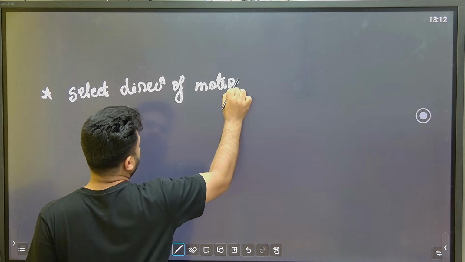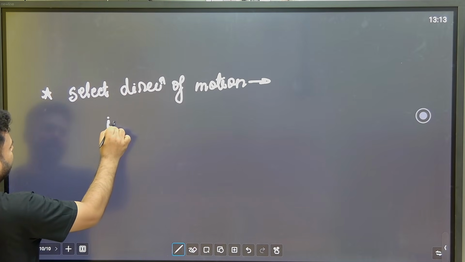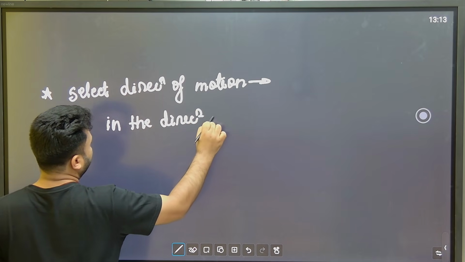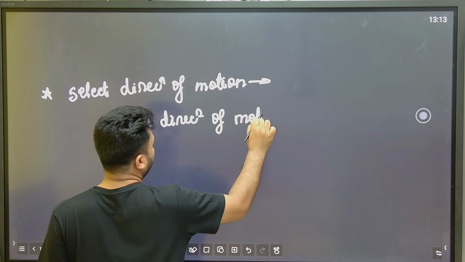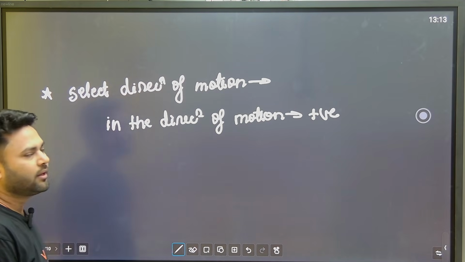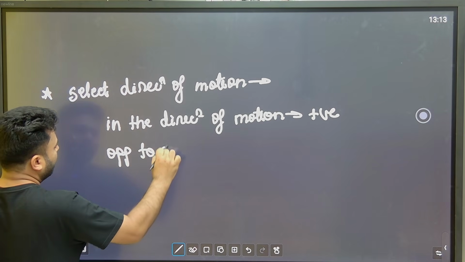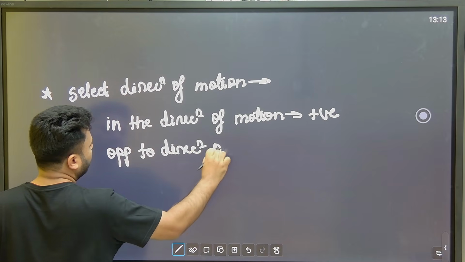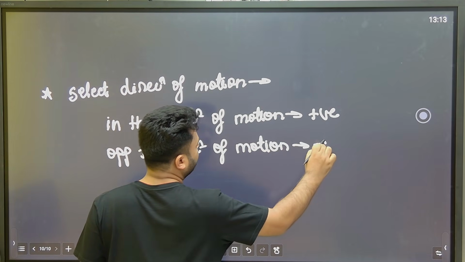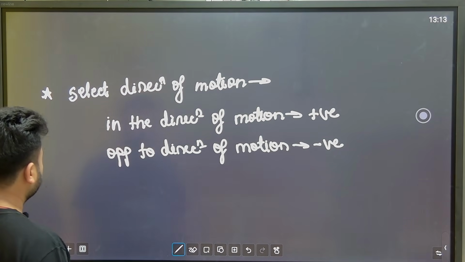So whatever is in the direction of motion, you take everything positive. In the direction of motion, you take everything positive. And opposite, whatever is opposite to the direction of motion, okay, I will explain through one example.